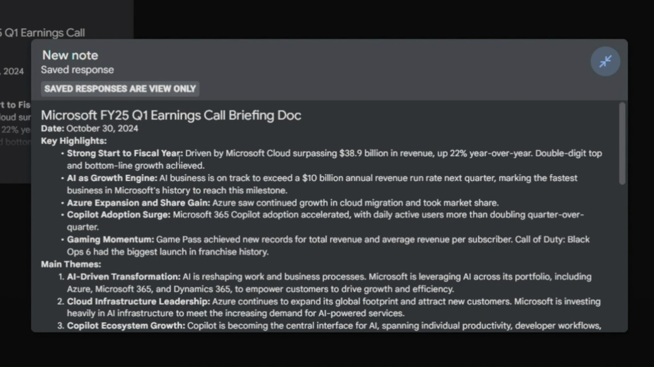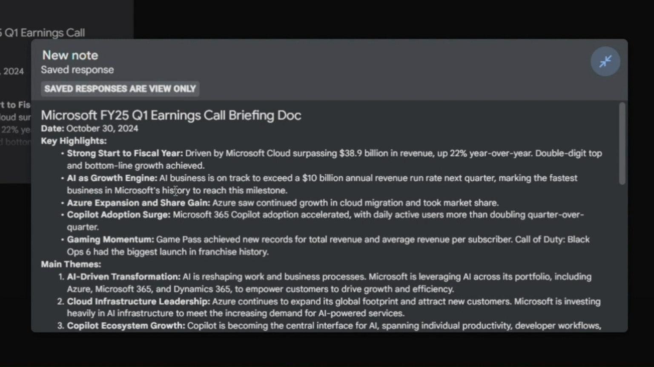Third bullet point, Azure expansion and share gain. Azure saw continued growth in cloud migration and took market share. Fourth bullet, Copilot adoption surge. Microsoft 365 Copilot adoption accelerated with daily active users more than doubling quarter over quarter. What I would like to know is what is happening with Copilot Pro. That is the paid version, the premium version of Copilot. I'm less interested in the free version.